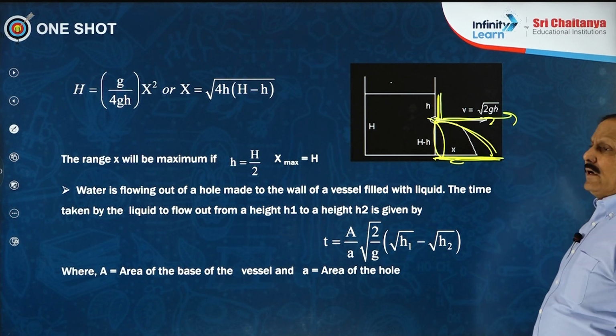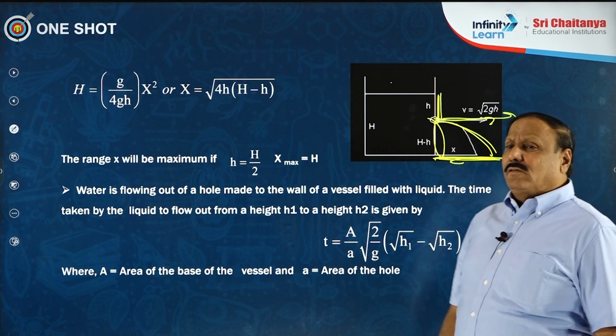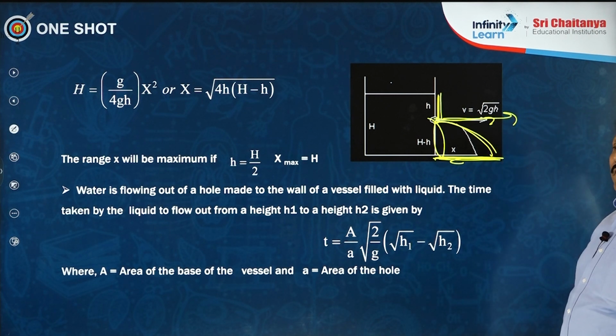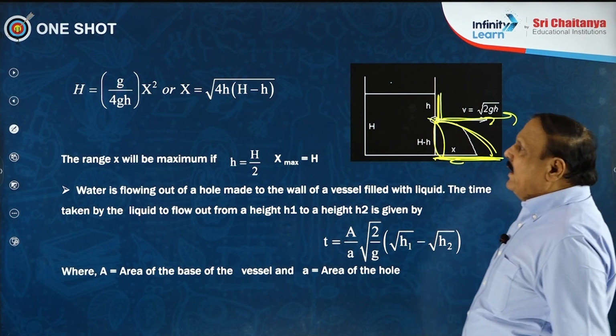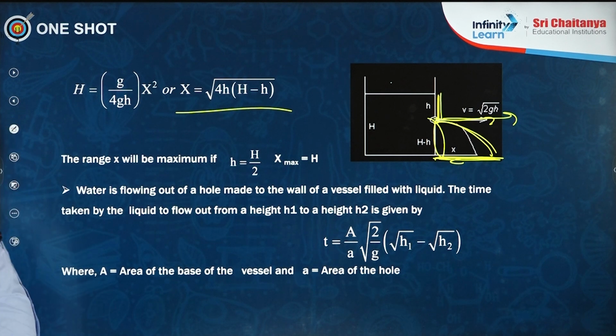That can be calculated by using the kinematics equation. If you remember, a horizontally projected body from the top of a tower, the same thing you have to apply, and there we can calculate the horizontal distance travelled by the liquid from the hole.